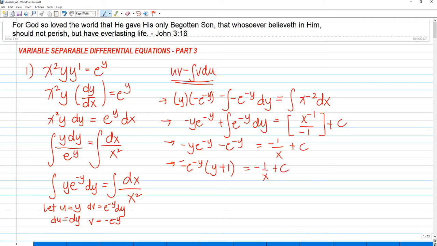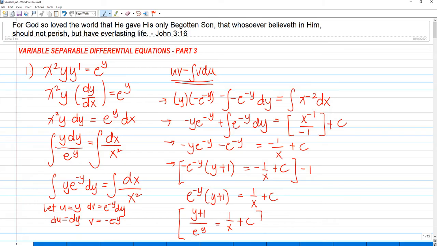If I'm going to multiply both sides by negative 1 so that we can eliminate the negative, we have e raised to negative y times y plus 1 equals 1 over x. It doesn't matter, this plus c won't be affected. That is still a constant, plus or minus, that is still plus c. Okay? And if we simplify this, we have y plus 1 all over e raised to y, by the law of exponents, equals 1 over x plus c.